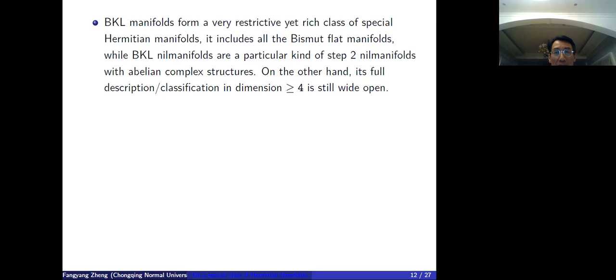So in higher dimension, if you look at the simple nilmanifolds, then they must be step 2 nilmanifolds with abelian complex structure, and also fulfill some conditions. You can explicitly write down the structure equation in a relatively simple form. But in dimension 4 and above, we still have no idea how to classify this class. So dimension 3 is still special for this type.